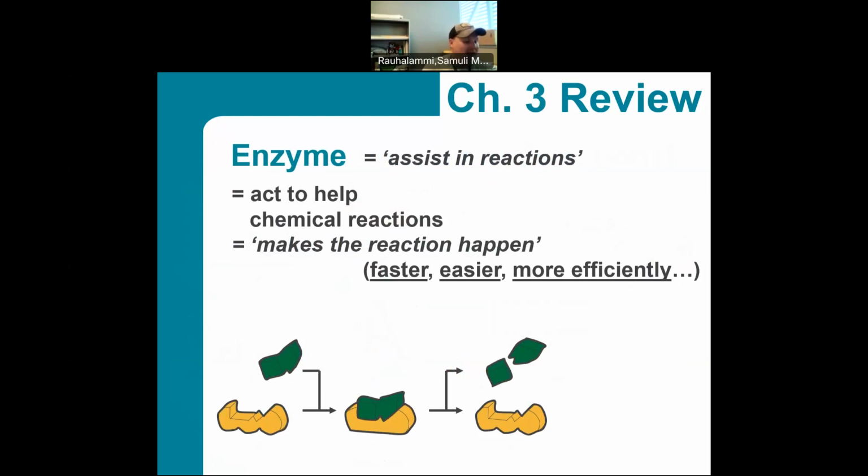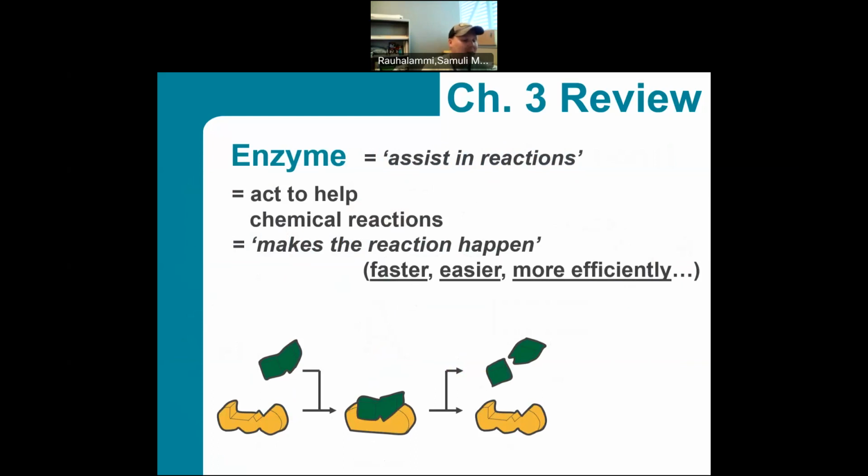So we're really seeing how, while acting, the enzyme might change its shape, but once it is finished doing its job, it returns back to its original shape. In addition, enzymes can be reused time and time again. So enzymes are not used up as they are helping with chemical reactions.